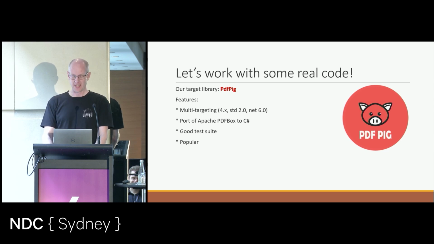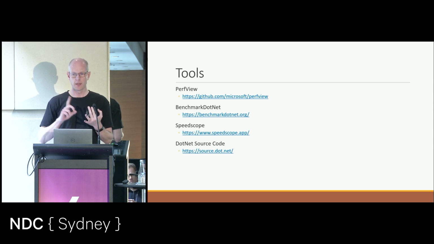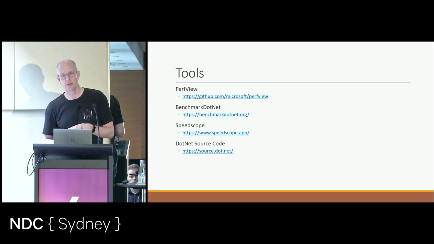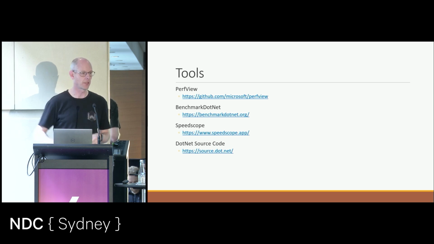All right, you're welcome. And we're going to be using a few tools. I don't want to go too deep into a lot of tooling. I'm going to keep this really simple so that it's something we can all adapt to and use at our work. So PerfView, BenchmarkDotNet, I'll put these links up again at the end. SpeedScope, and we're going to look at the .NET source code, believe it or not, because we need to go beyond the abstractions.